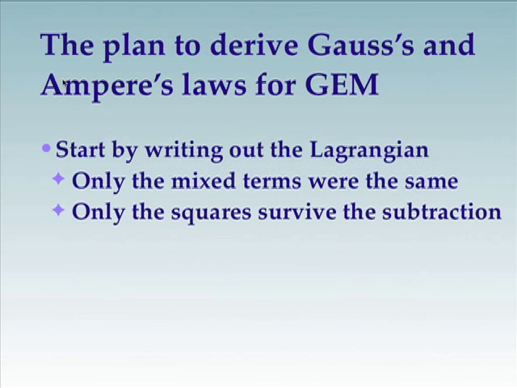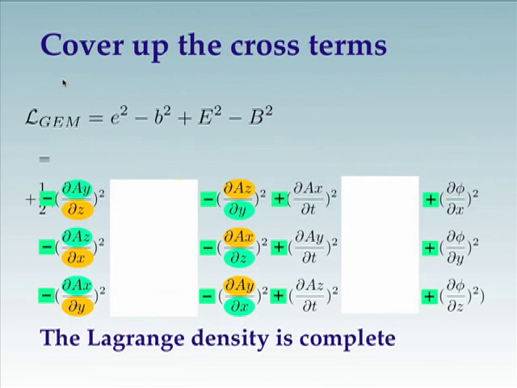So we're going to derive things very similar. We're going to start out by writing the Lagrangian. And the thing is that the mixed terms were the same. I pointed that out. And the reason is that I'm going to subtract one from the other, and so I'm going to wipe out those mixed terms. Give me purity. Now, here's another reason why I don't mind betting the house that this is right. Because you look at that and you go, that's beautiful.